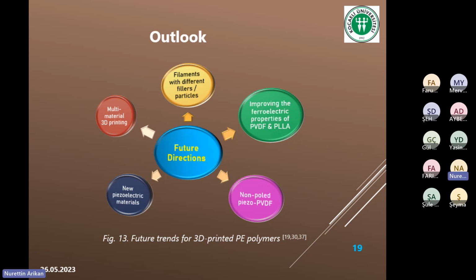Then, improving the ferroelectric properties of PVDF and even PLLA will be possible by either adding some dopants, fillers or particles, or different poling methods, as we already saw in the presentation: corona poling or thermal poling, or even electrode contact poling during or after the printing. And in order to overcome the limitations, non-poled piezo PVDF is also another field of study.